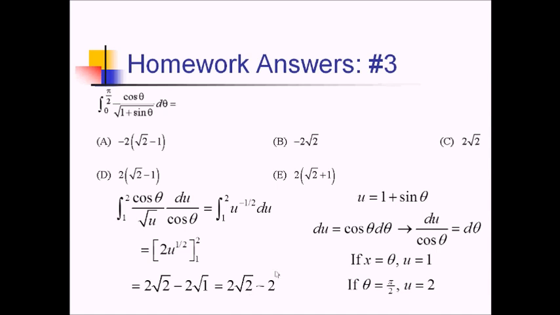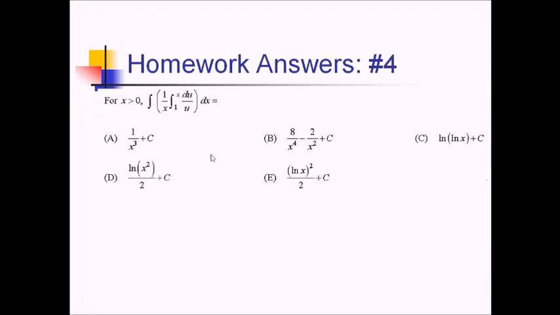Which is, let's see here, answer choice, oh, none of them. Well, they were kind of tricksy on this one. If you factor a 2 out of these, you've got 2 parentheses radical 2 minus 1, so that would be answer choice D.